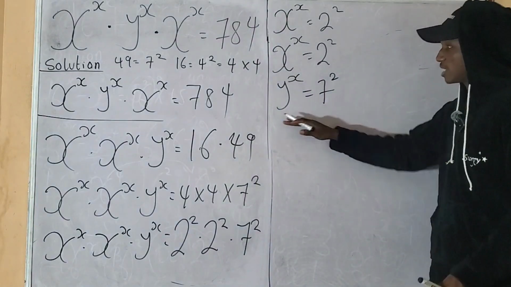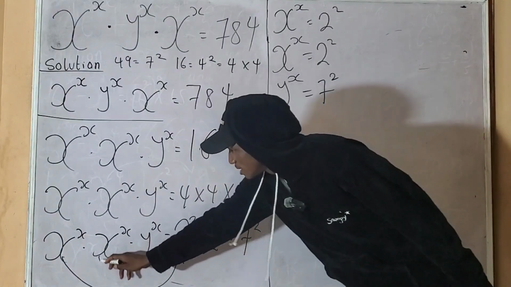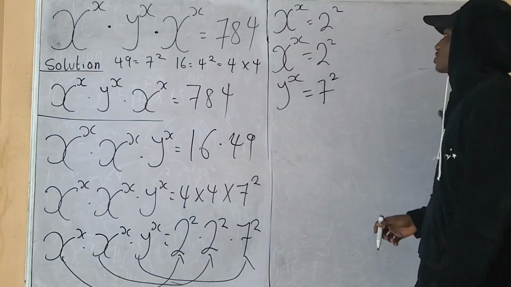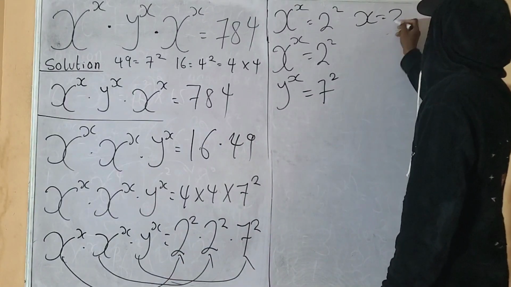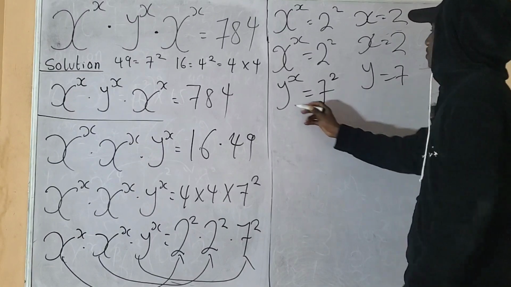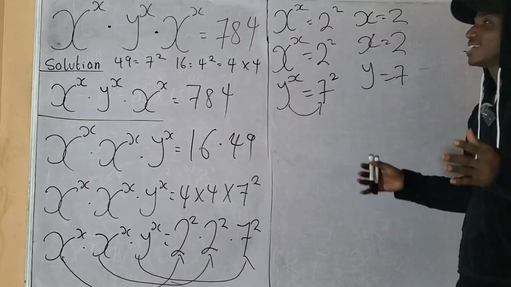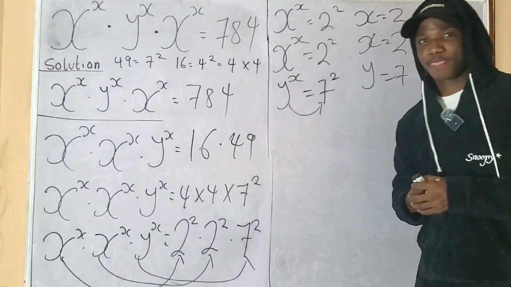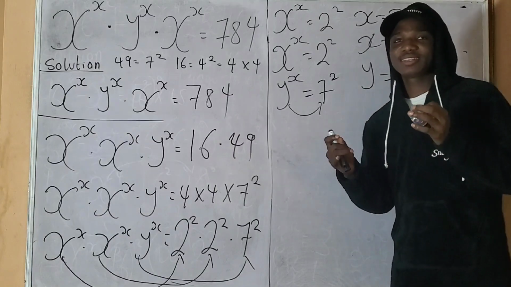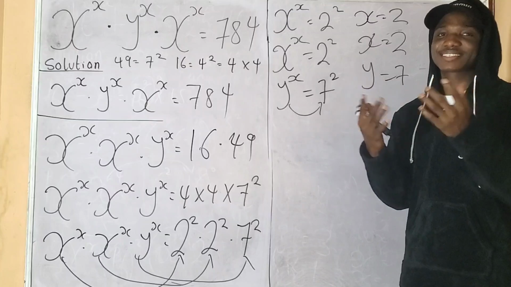Sorry if you cannot see me very well. Now, this is it. This equals this, and this equals this. Do you understand? So you can see x equals 2 here, x equals 2, and y equals 7. So that is the solution to the question. If you cannot think, you won't be able to solve this kind of question, because the only thing that it requires is your ability to think critically.